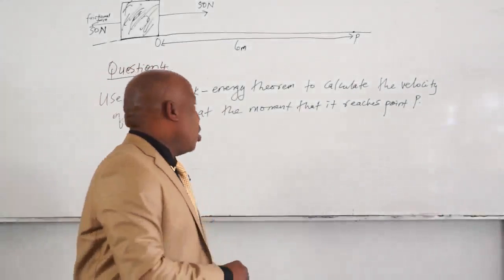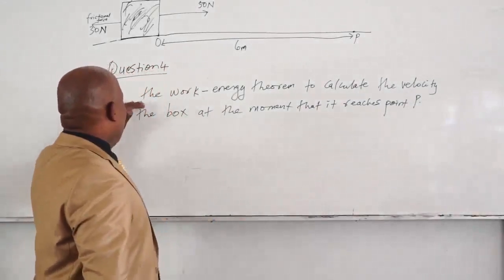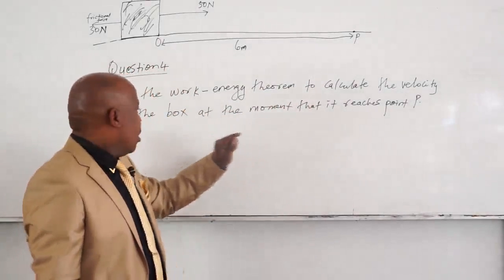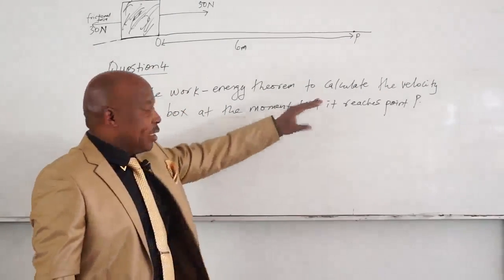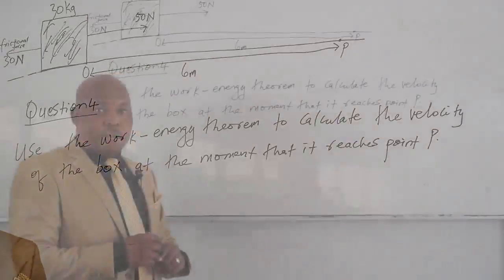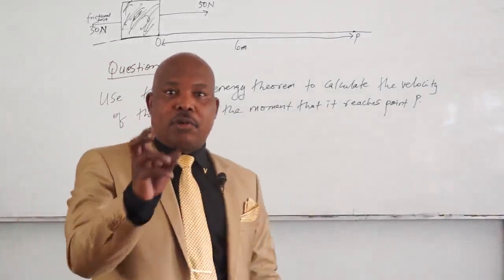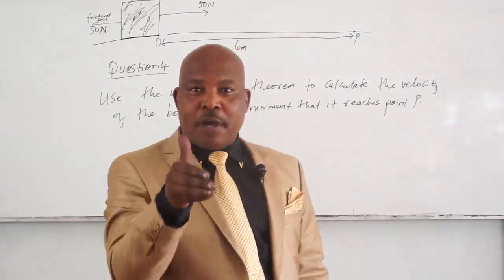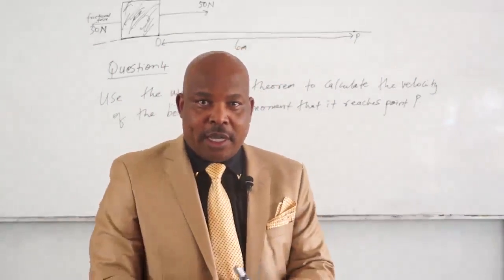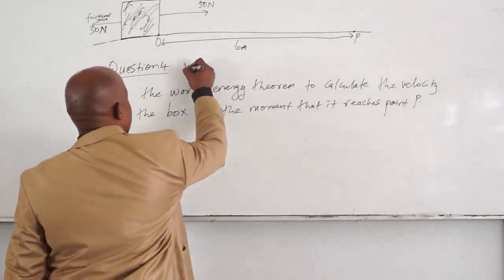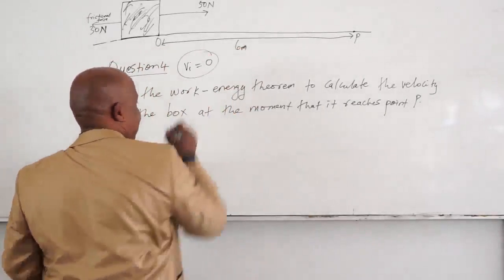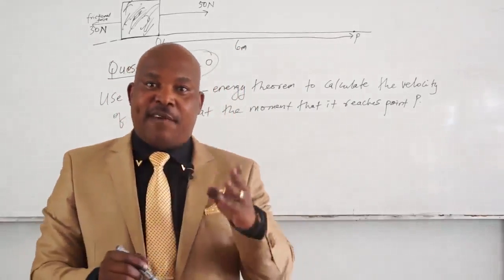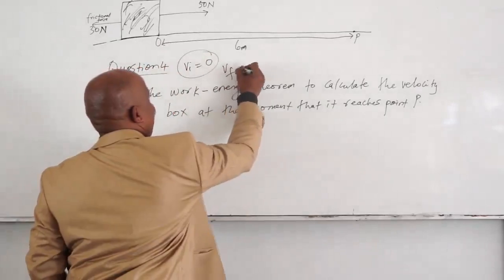Let's do question 4. In question 4, they say, use the work energy theorem to calculate the velocity of the box at the moment that it reaches point P. Now the question may be, which velocity are you going to calculate? Final or initial? But remember, the box was at rest. And if the box was at rest, that means the VI was 0. That is the starting velocity. Therefore, we are looking for V final.